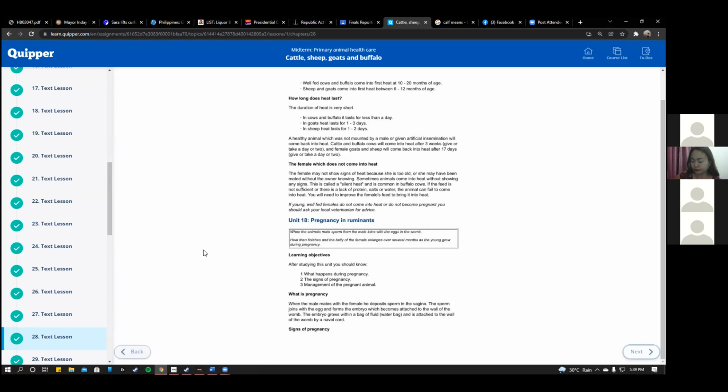When the male mates with the female, he deposits sperm in the vagina. The sperm joins with the egg and forms the embryo, which becomes attached to the wall of the womb. The embryo grows within a bag of fluid or water bag. It is attached to the wall of the womb by a navel cord.